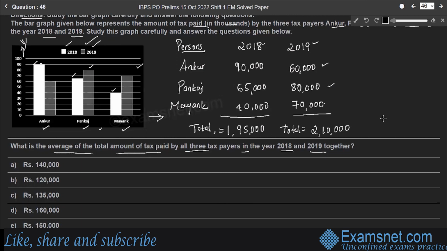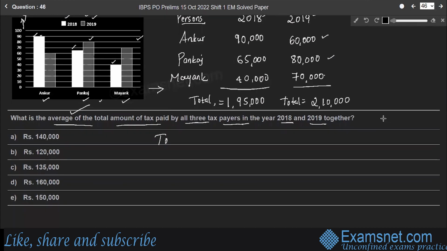Right? Here we need to find the average of the total amount of tax paid by all three taxpayers. Here, total tax in 2018 and 19 together is equal to 1,95,000 plus 2,10,000. So which is equal to 4,05,000 is the total tax paid in both, that means 2018 and 19 together.